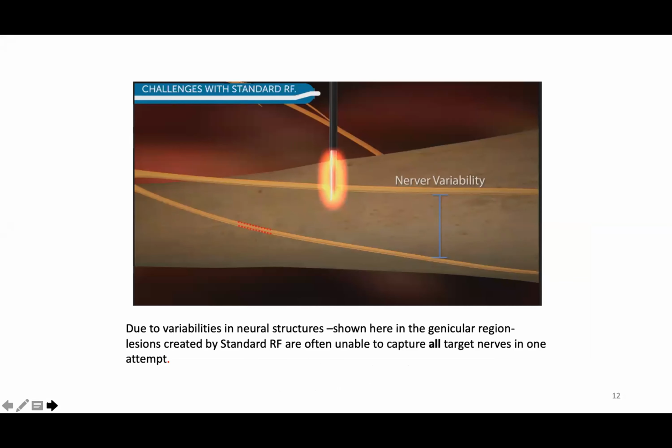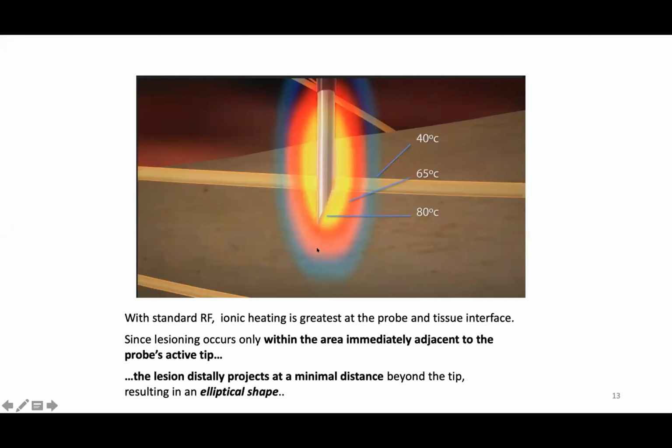The challenge with the standard RF is that there is multiple variability in the neural tissue. As you see in this diagram, it is shown of the genicular nerve. The lesion created by a standard RF is unable to capture all the target nerves in a single attempt, because usually there is a variability in the neural structures. So with the standard RF, the ionic heating is maximum at the tip of the probe and the tissue surface, while at the periphery, the temperature is much lesser. Like you can see at the tip, the temperature is around 80 degrees C, but at the periphery, the temperature is around 40 degrees C.